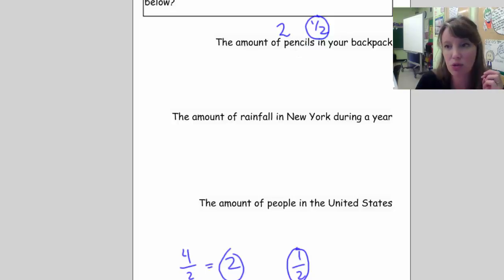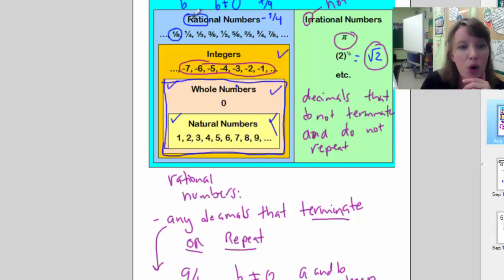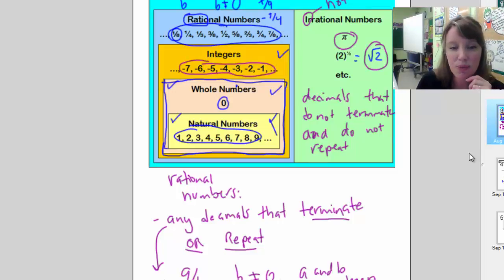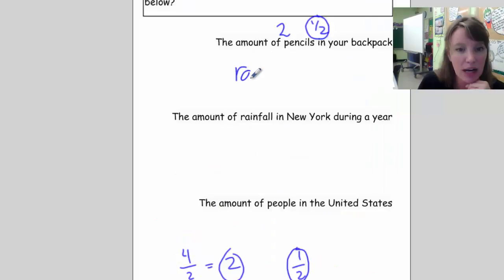Well, if we allow for fractional parts of pencils, then the smallest set of numbers that we would use to describe pencils in your backpack, so let's go back to our description of numbers here, we would have to go, so let's see, the natural numbers wouldn't just cut it if we allow for parts of pencils. 0 would also be fine, but we wouldn't have any negative numbers here, but there would be fractions that don't reduce to integers. So here I'd have to say rational numbers.